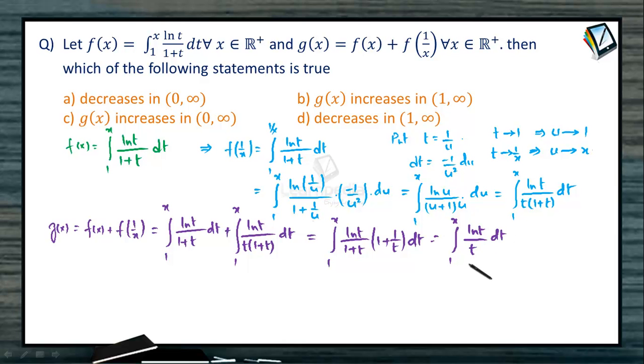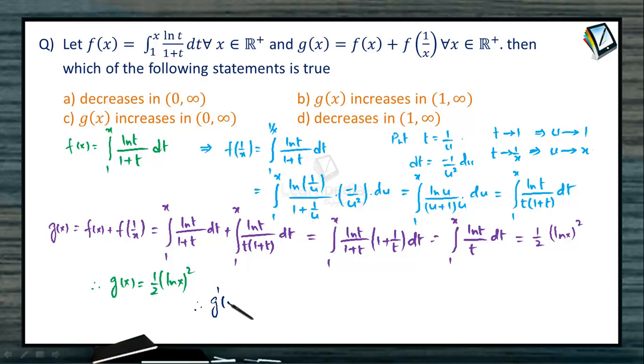But this is an easily integrable function. What is the integral of ln t by t between 1 to x? Yes, this would be half times ln x whole square minus ln 1, that is 0. So we got the function g of x clearly. Once we have the function g of x as half times ln x whole square, can we identify the monotonic character of g of x? That would be easily obtained by the derivative of g of x.